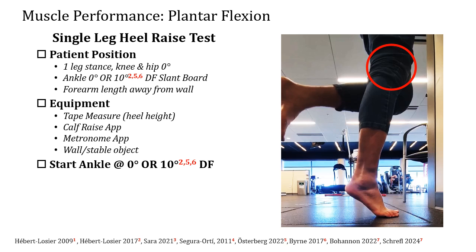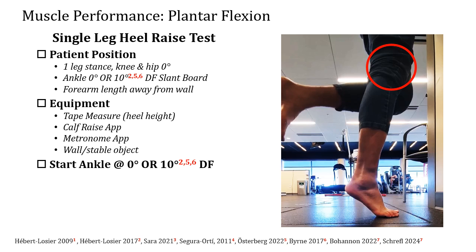So you can see the patient position: single leg stance, locked out at 0 degrees at the knee as well as at the hip. The ankle can either be off the ground as shown, or it can be on a 10 degree slant board into dorsiflexion. The forearm length away from the wall is the distance that is standardized. So the individual adducts their arms, puts their fist out, and then puts their fist flush against the wall, and that would be their standardized distance from one time point to the next.